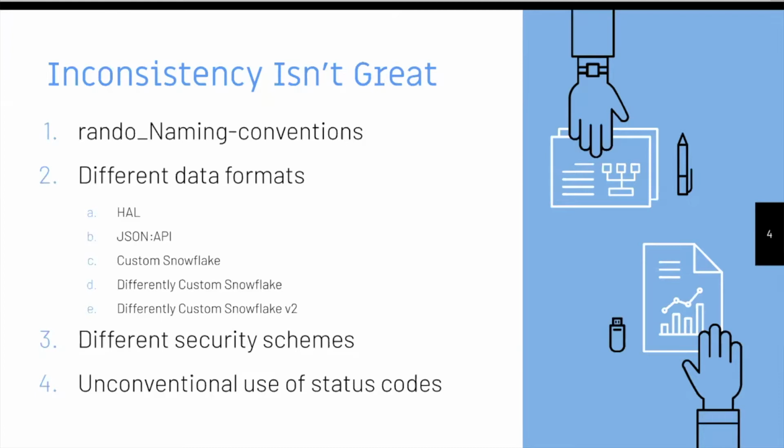And then there are different security schemes, which means that if you have a client that needs to talk to 5 different APIs, they have to figure out JWTs and OAuth 1 and OAuth 2 and something else, and it's just a big old pain. Then there's unconventional use of status codes. I've had people randomly try and use 406 Not Acceptable, because they thought that meant invalid, when really it means you're using the Accept header wrong.